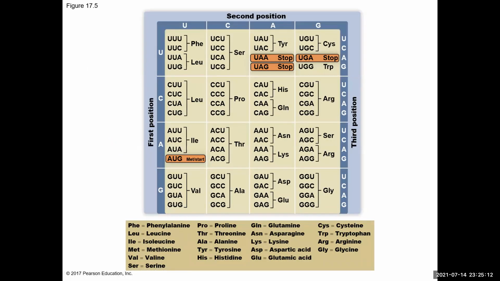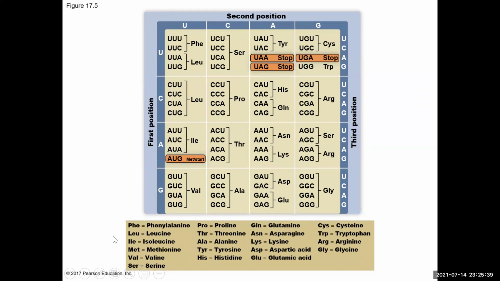So this table shows you what each codon basically codes for. You can see AUG is methionine, which is the start codon. And then here you have your 3 stop codons. And then every other codon represents a specific amino acid. The way you read this table is left, top, and then right.